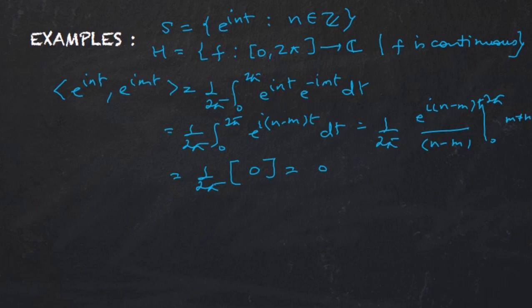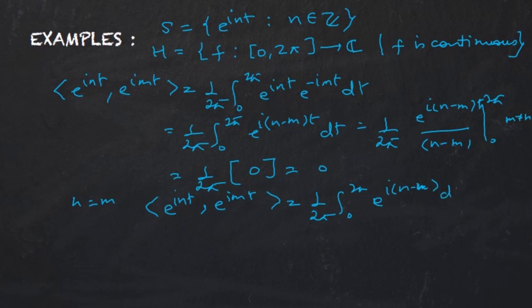So when n is equal to m, we have e to the power int with e to the power imt. This is equal to 1 by 2 pi, integral 0 to 2 pi, e to the power i(n minus n)t dt, from this star, and this is equal to 1 because it is 1 by 2 pi times the integration 0 to 2 pi of 1 dt, which is 1, and hence this implies S is an orthonormal subset of H.